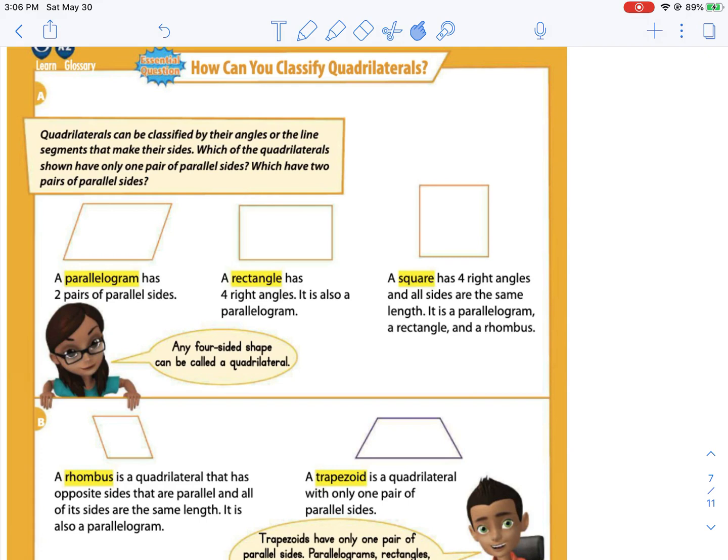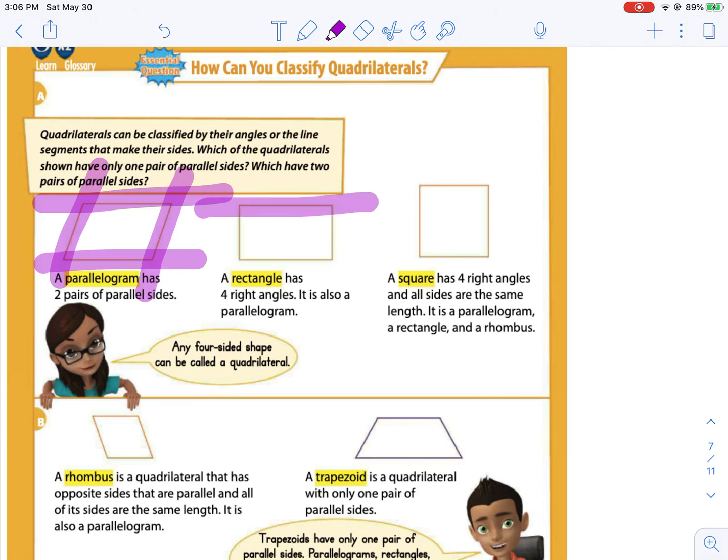So here are different kinds of quadrilaterals. Quadrilaterals can be classified by their angles or the line segments that make their sides. Which of the quadrilaterals shown have only one pair of parallel sides? Which have two pairs of parallel sides? So this one has parallel sides. A parallelogram has two pairs because it's got this. These lines would never meet, and these lines would never meet. They would just keep on going. So they have two pairs of parallel sides. A rectangle has 4 right angles, and it also is a parallelogram.